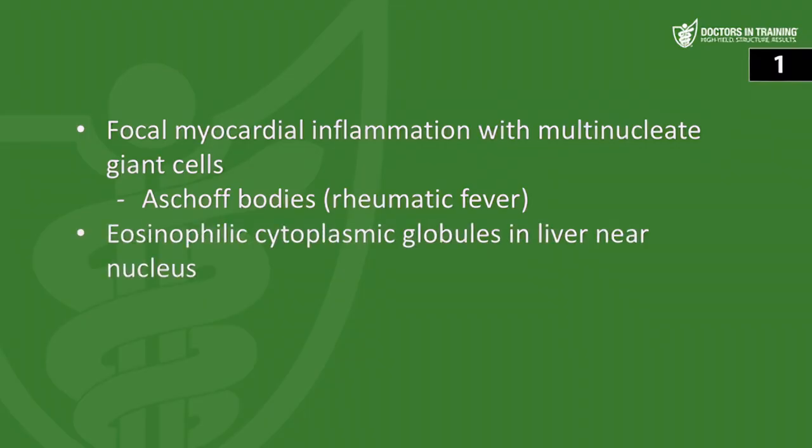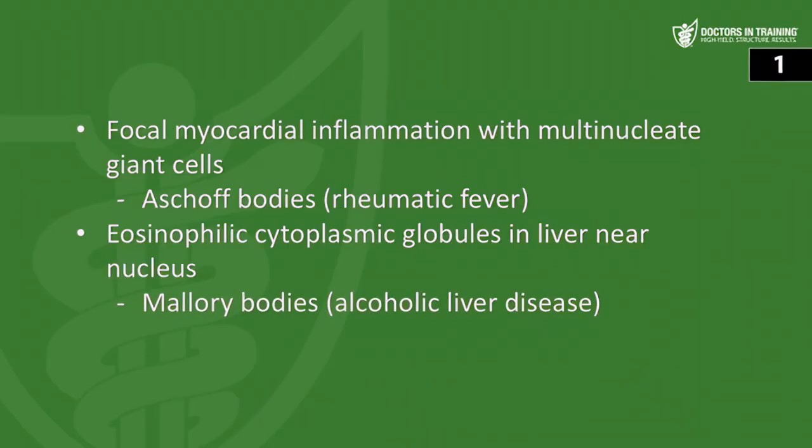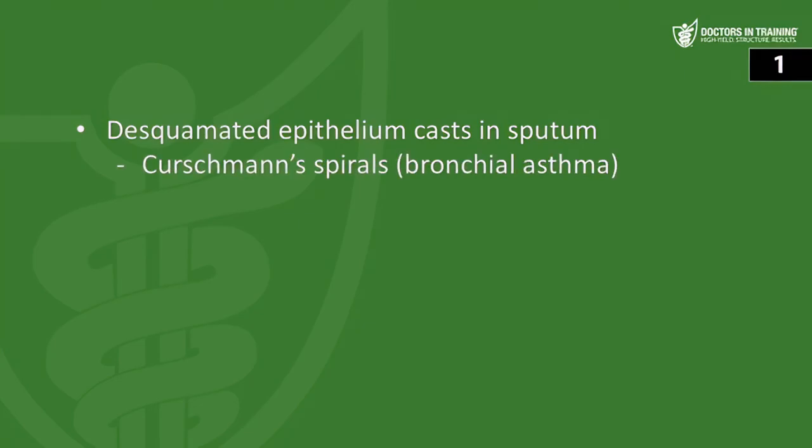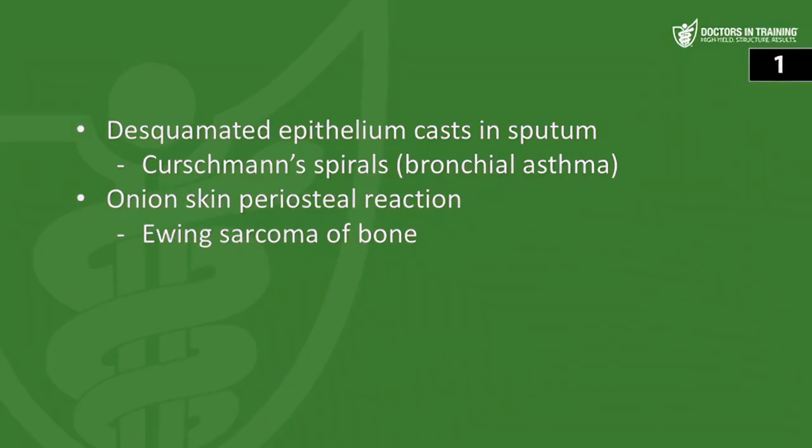Next, eosinophilic cytoplasmic inclusions or globules in the liver cells near the nucleus. These are Mallory bodies seen mainly with alcoholic liver disease. Desquamated epithelium casts in the sputum. These are the Curschmann spirals seen with bronchial asthma. Onion skin periosteal reaction, that's going to be seen in Ewing sarcoma of the bone.